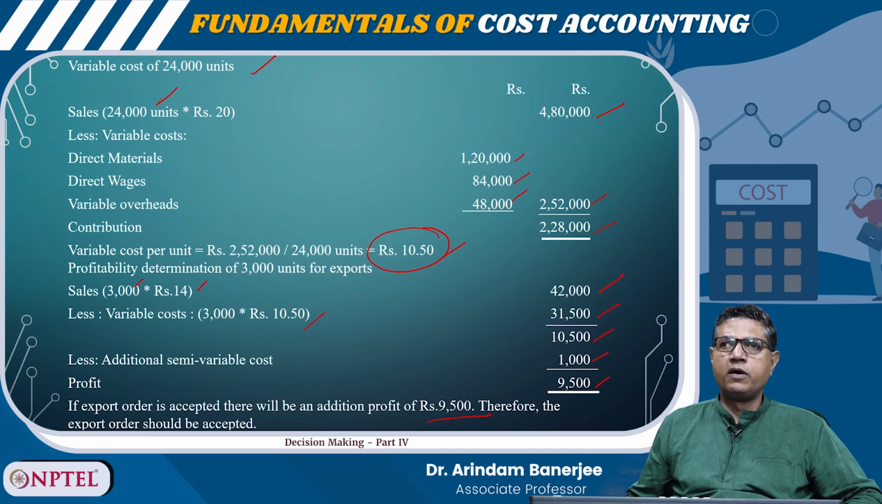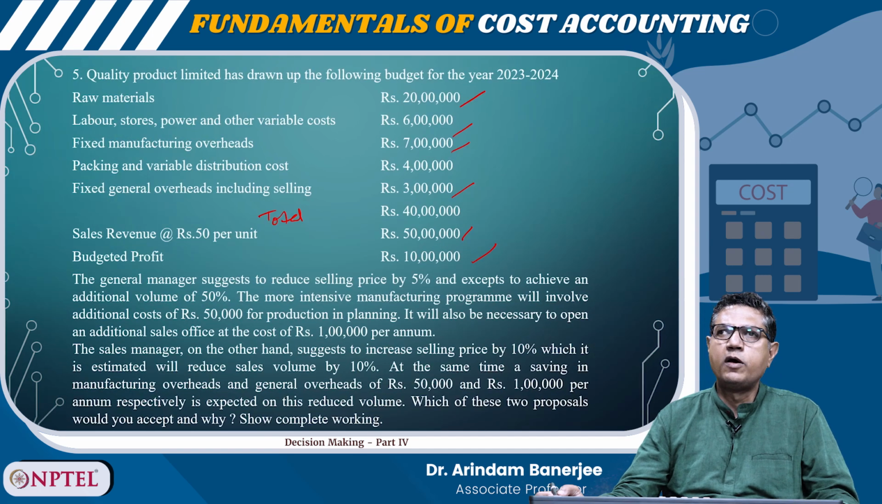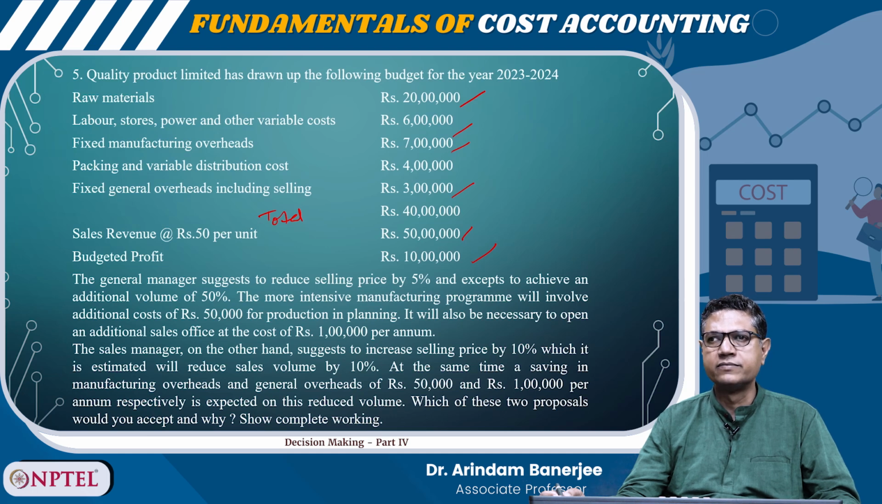We will go to the next problem now. Next problem is on Quality Product Limited, right. That has drawn up the following budget for the year 2023-2024. So, raw material is 20 lakh, labor, stores, power and other variable cost rupees 6 lakh, fixed manufacturing overheads 7 lakh, packing and variable distribution cost 4 lakh, fixed general overheads including selling 3 lakh. So, total is 40 lakh. Sales revenue at rupees 40 per unit, it is 50 lakh.